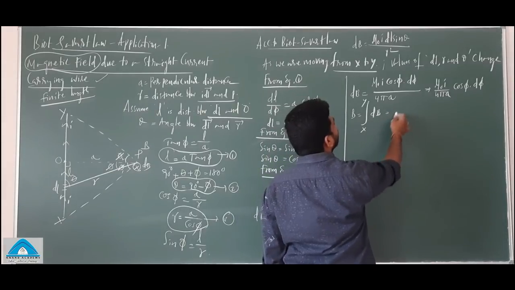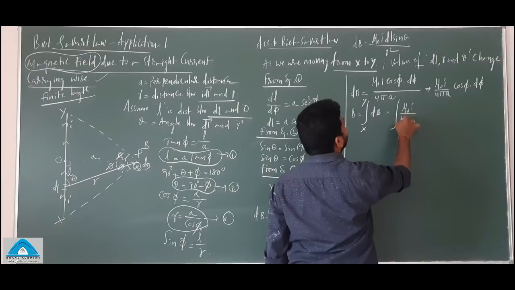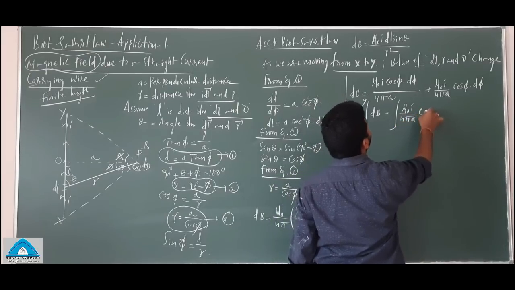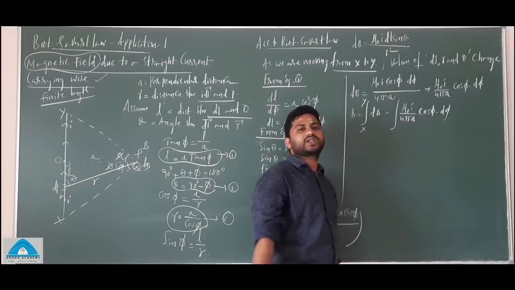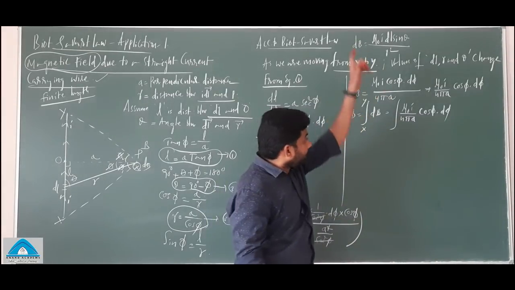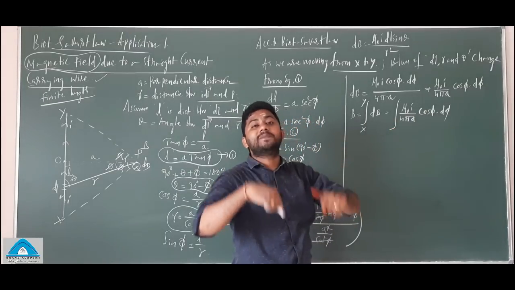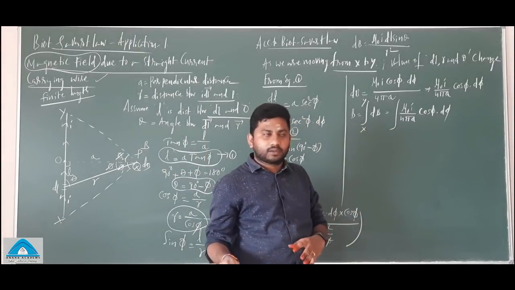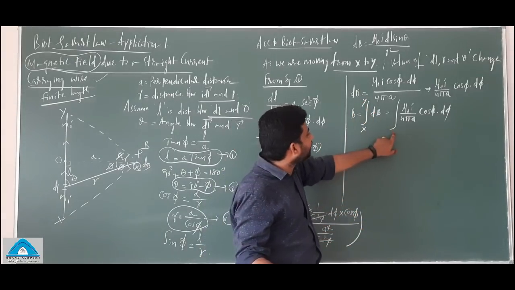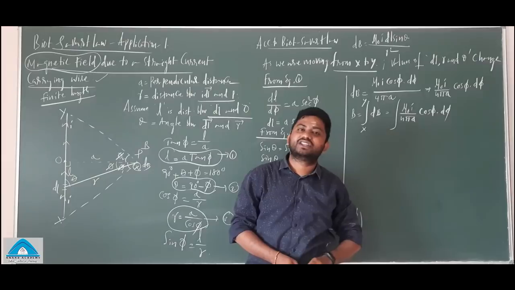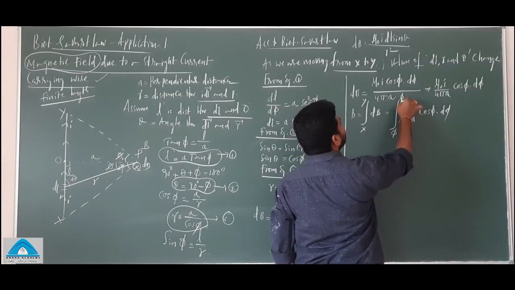Right? So I can also write it as the integral of mu naught I by 4 pi a into cos phi into d phi. Carefully look at the situation here. The integration we have to do is with respect to phi. But here x and y are just two points. Here the limits will be phi 1 and phi 2. Yes or no? So here the limits are phi 1 and phi 2.